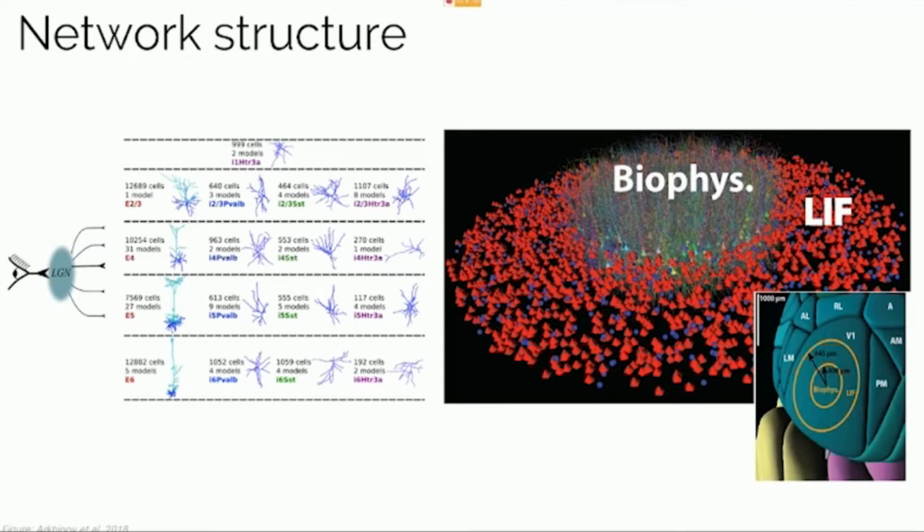For the biophysically detailed variant, the core, or the 400 millimeter radius center, is composed of these multi-compartmental neurons with somatic Hodgkin-Huxley dynamics and passive dendrites. And these are surrounded by an annulus of simple single compartmental leaky integrate-and-fire neurons to avoid boundary artifacts. This is illustrated in the top right figure, which is actually from the paper preceding this one, the 2018 paper.